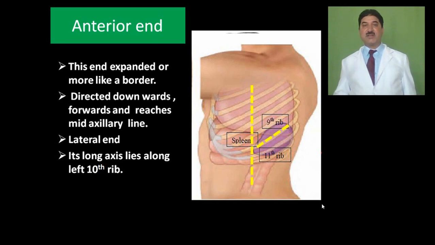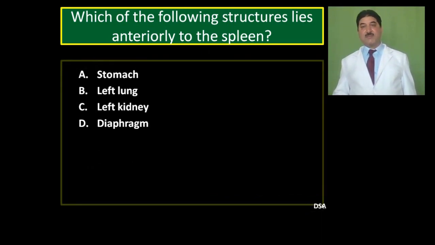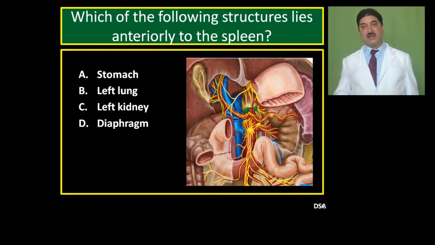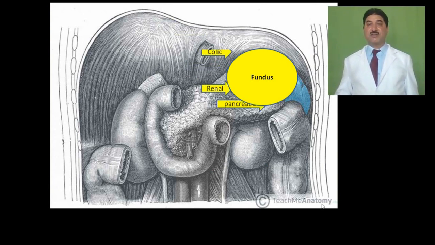Which of the following structures lies anterior to spleen? Stomach, left lung, left kidney, diaphragm. Stomach is the correct option. As shown in this diagram, if we go to the relations of the spleen, fundus of the stomach lies anteriorly. Other structures lie posterior to the fundus of the stomach. The other structures related to the spleen on the visceral surface are kidney, pancreas, and colic impression.